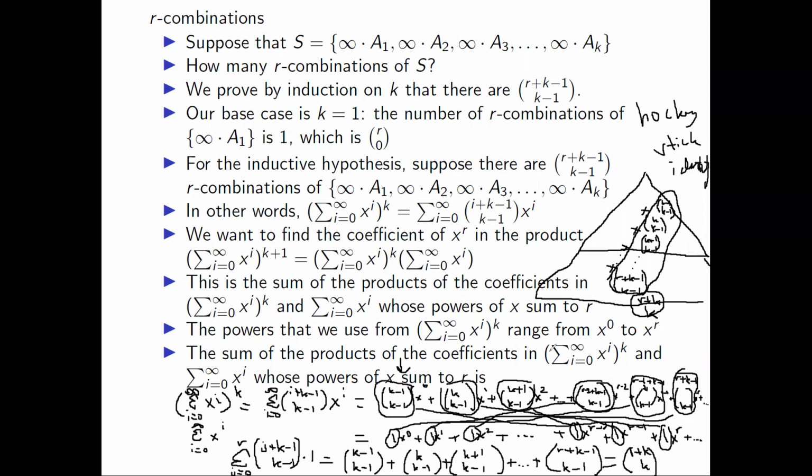So our inductive step, we were just trying to prove that the number of r combinations of the multiset where we go from A1, A2 up to A sub k plus 1, so the multiset with k plus 1 distinct letters, all of which occur infinitely many times, we were just trying to show that the number of r combinations was r plus k choose k. And that's exactly what we got here. We got r plus k choose k. And we just used the hockey stick identity to do that. And we combined the hockey stick identity with induction.